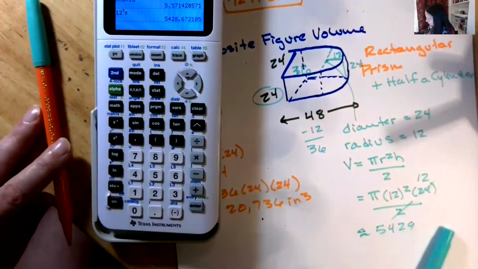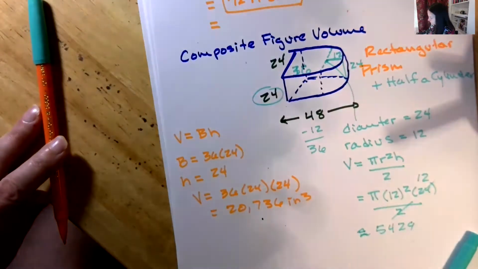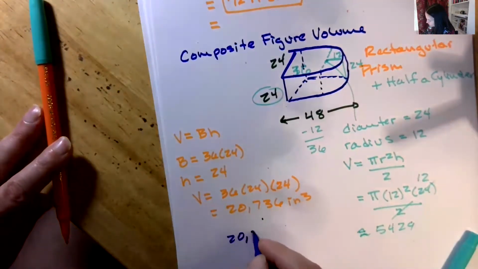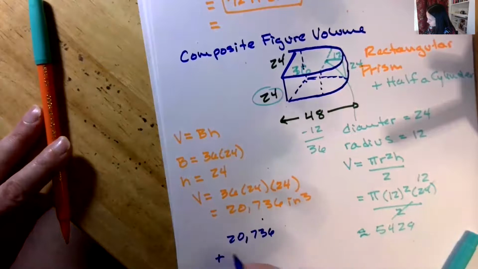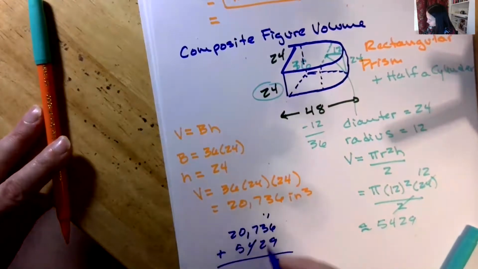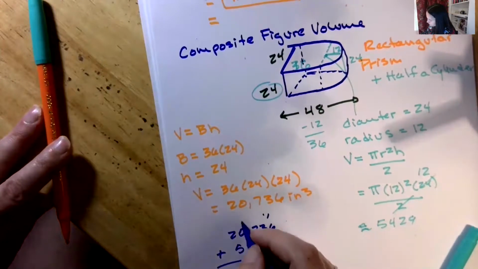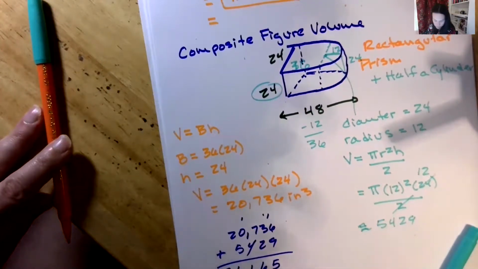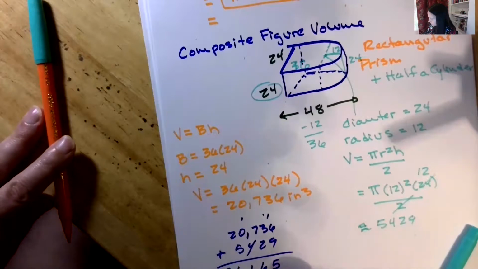Okay, finally, we need to add these two together. So we have 20,736 plus 5,429, which is 26,165 inches cubed for our total volume.